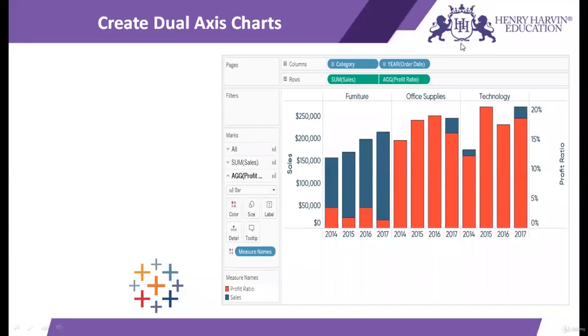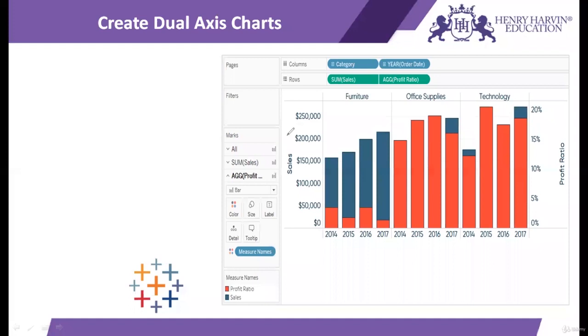Hi all, in this video we are going to discuss dual axis charts. Tableau provides us a feature using which we can plot a chart with two measures simultaneously. Over here, if you see, we have created a chart showing the sum of sales and profit ratio for the category of products across years.